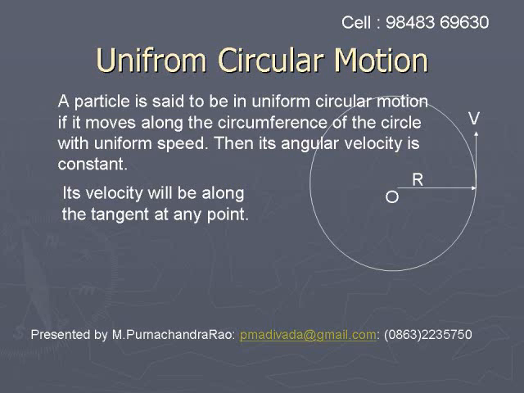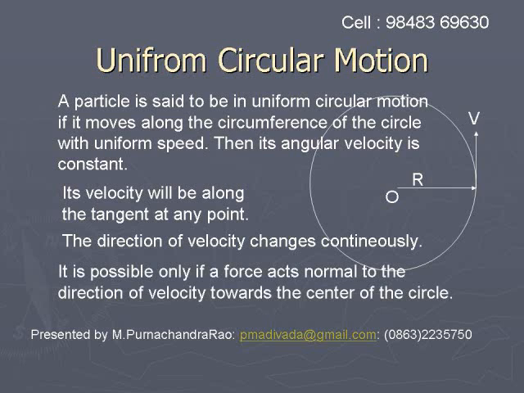The velocity of the particle will be tangential to the circular path at any instant. So the direction of velocity will be changing continuously in uniform circular motion. This is possible only when a force acts perpendicular to the direction of velocity, directed towards the center of the circle.